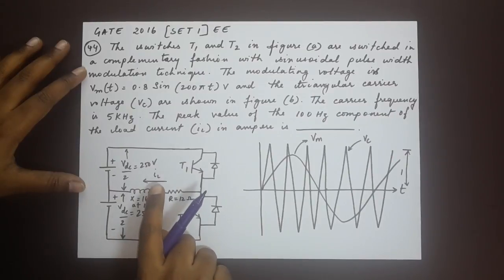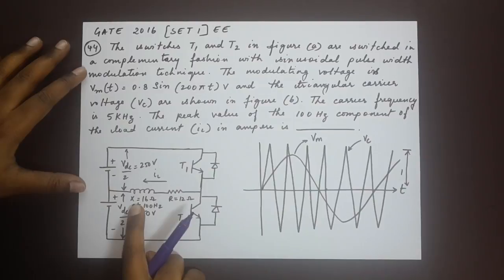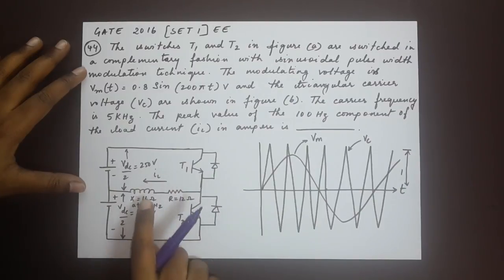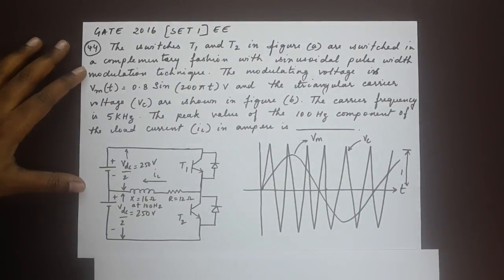So, we are supposed to find out the peak value of the 100 Hz component of the load current. The load here is this inductor and the resistor connected over here. So, this is the load, and the values are 16 ohm and 12 ohm given at 100 Hz. Alright, so this is not a multiple choice question, so we will have to work it out and analyze the figures given to us. Alright, so let me just take another sheet of paper and note down as we go.